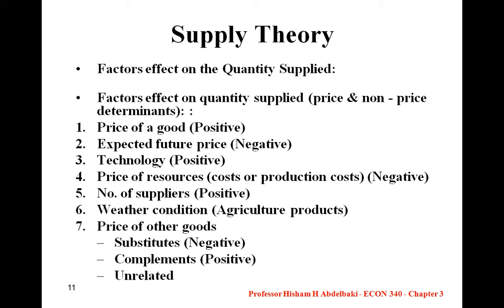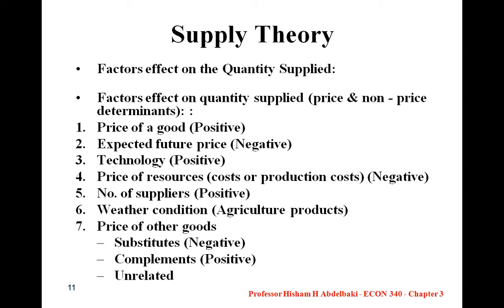Negative relationship. Again, put in your mind that we try to find the relationship between the price of a good and the supply of the substitute good, not the relationship between two prices, not the relationship between two supplies. We try to find the relationship between the price of a good and the supply of the substitute good. If the price of a good increases, the supply of the substitute good will decrease.